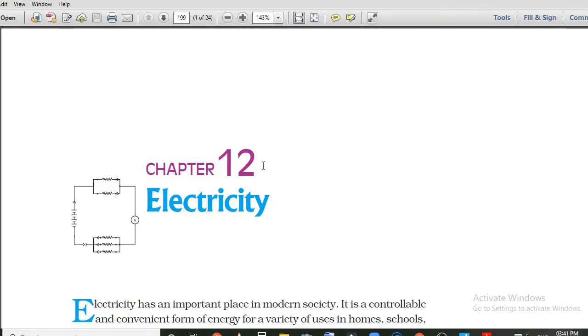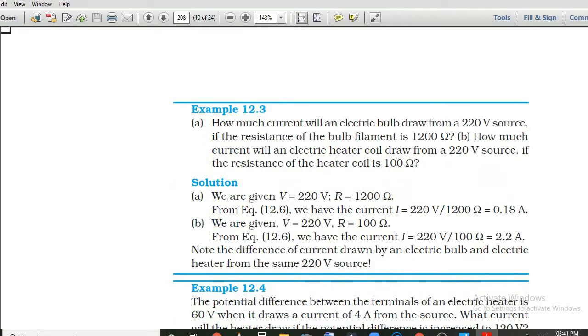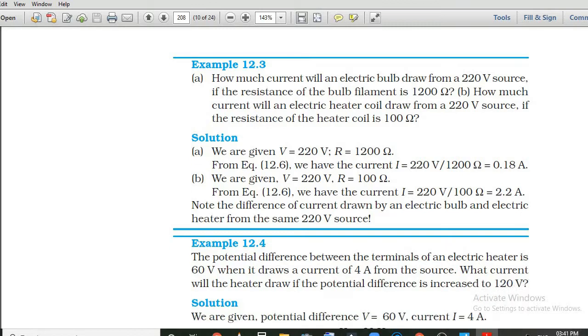Now we can start the new portions. Today we can discuss some of the questions. In page 208, there are some example questions. At first we shall discuss example 12.3. So what you need to do is take your notebook and write this example 12.3.